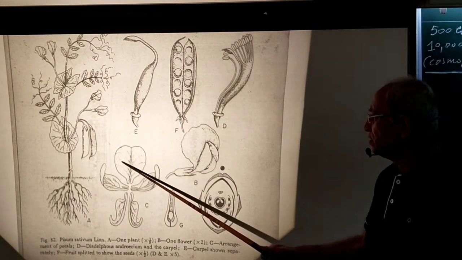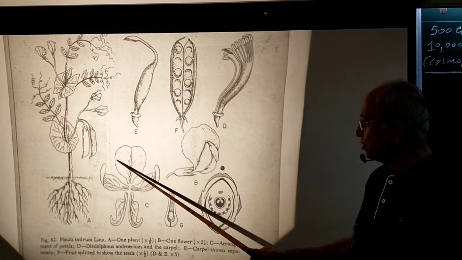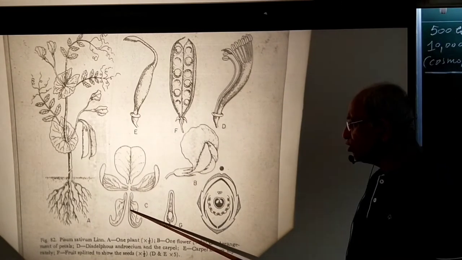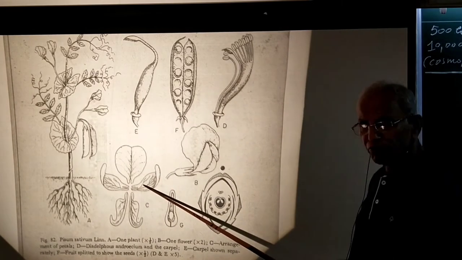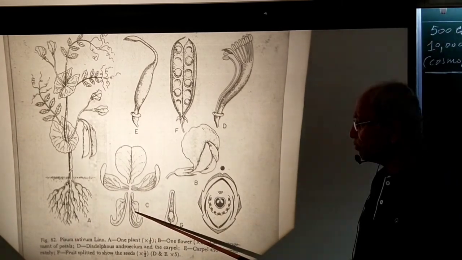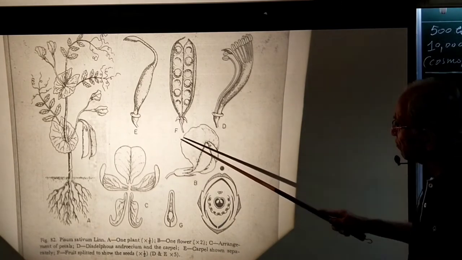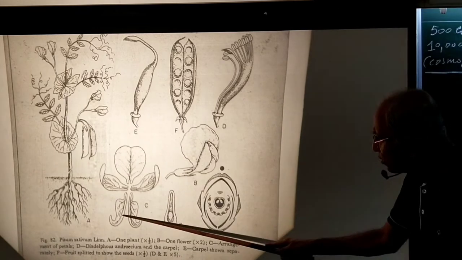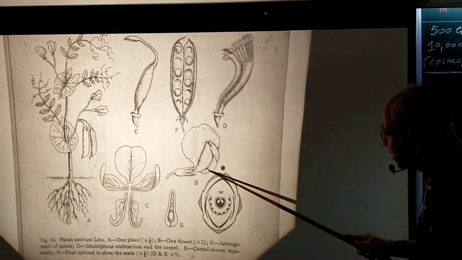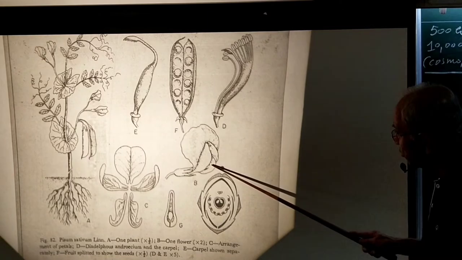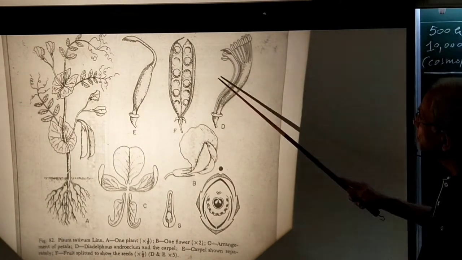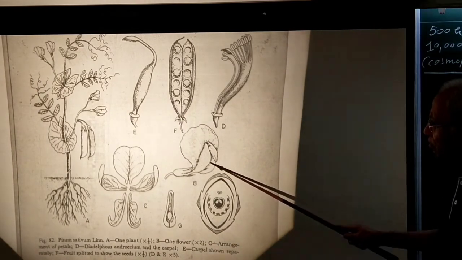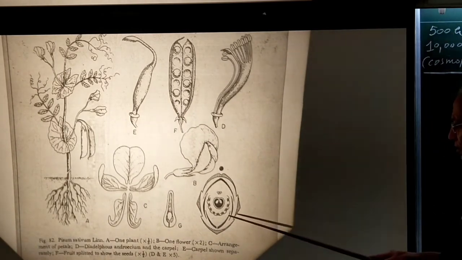Consider here, this is the vexillum, this is the standard, and these are two lateral petals, and these two are actually united, that's why 1 plus 2, 1 free, 2 free, and these are united to make a keel. This is the one standard, these are the two laterals, which are called wings, they are also free, and these two get united to make a boat shaped structure, and in this boat shaped structure you have the androecium and the gynoecium. So the androecium and gynoecium are all present inside this boat shaped structure.